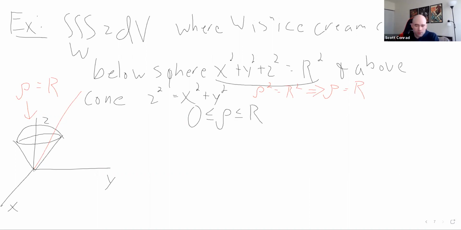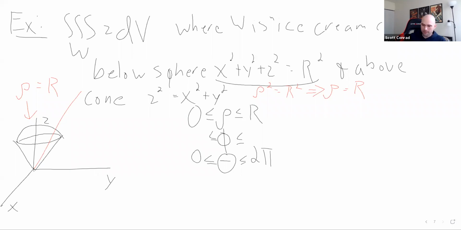So rho lies between 0 and r. Theta is easy. Let's do that really quickly. What are the bounds for theta? Starting on the positive x-axis, are we going all the way around the z-axis? Are we getting the whole ice cream cone here, or just a quarter, the right half, left half, that kind of thing? We're getting the whole thing, right? So it's 0 to 2 pi, going all the way around the z-axis, period.